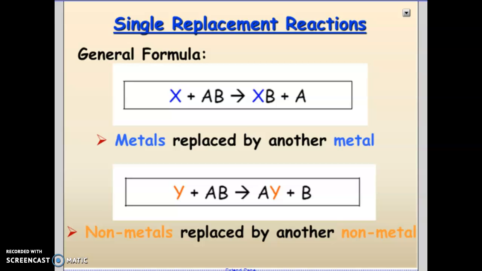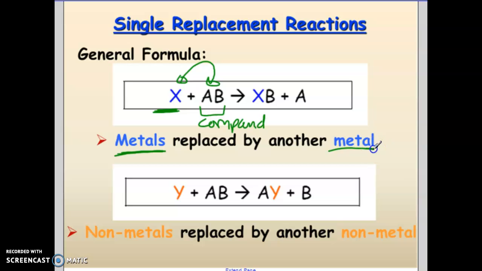So just to review this again, you'll have one thing that's by itself plus a compound. If this item that is alone is a metal, it can only replace another metal. If the element that is by itself is a non-metal, it can only replace the non-metal that's in the compound. So it can only replace something that it is similar to.